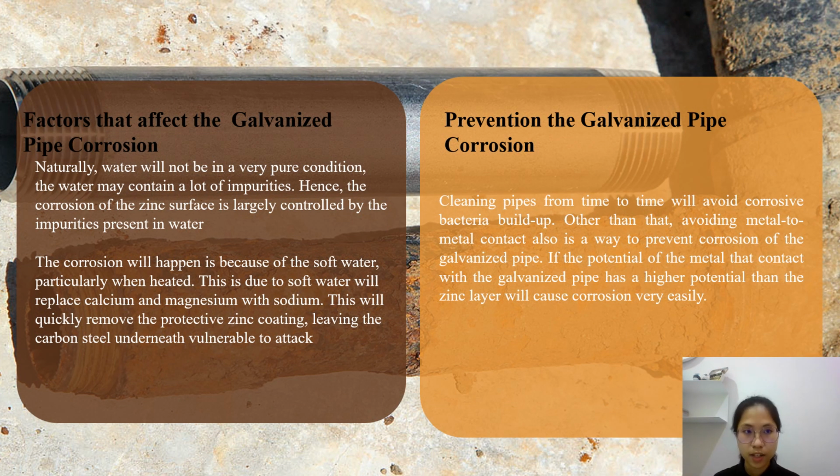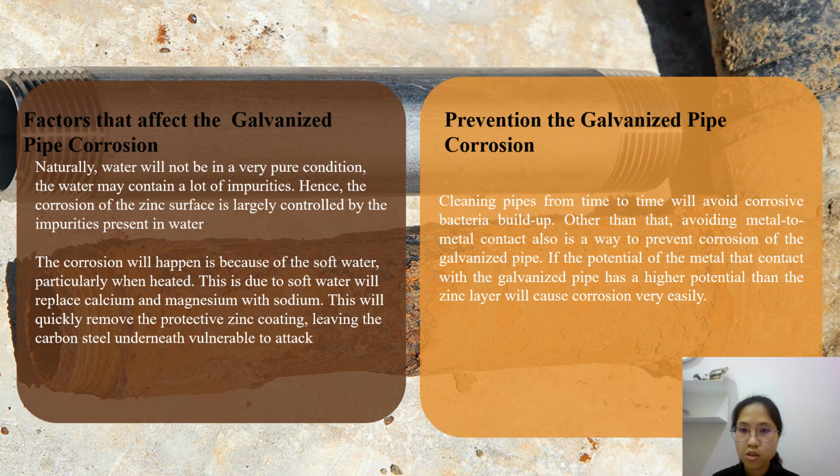Factors that affect galvanized pipe corrosion. Naturally, water will not be in a very pure condition. The water may contain a lot of impurities, hence the corrosion of the zinc surface is largely controlled by the impurities present in water. Corrosion will happen because of soft water, particularly when heated. This is because soft water will replace calcium and magnesium with sodium. This will quickly remove the protective zinc coating, leaving the carbon steel underneath vulnerable to attack.